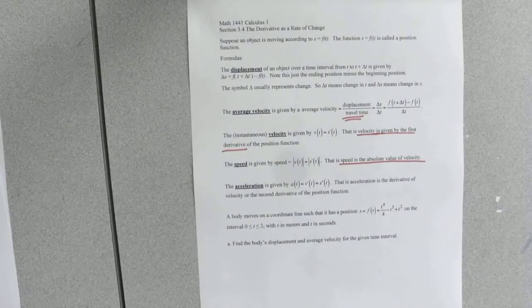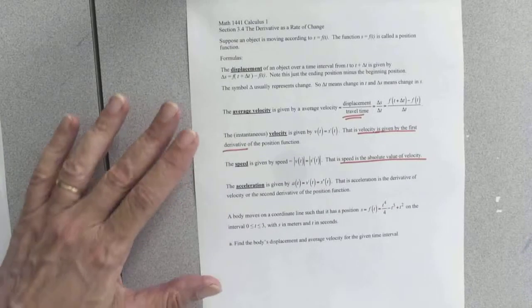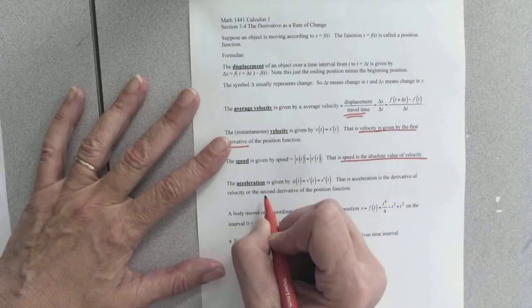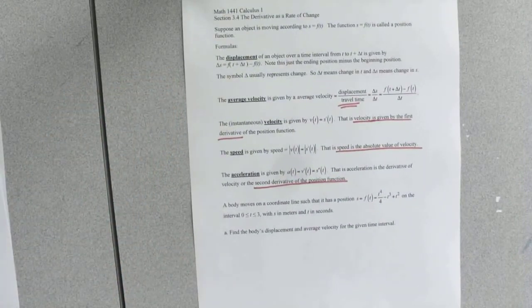Velocity contains two components, both how fast and direction. Speed is just how fast. So speed is always going to be positive. Velocity can be negative because it contains direction. If it's going down or left, that's considered negative direction, so you'd have a negative velocity. Then acceleration is given by a of t equals v prime of t or f double prime of t. That is, acceleration is the derivative of velocity or the second derivative of the position function. That acceleration is the second derivative.